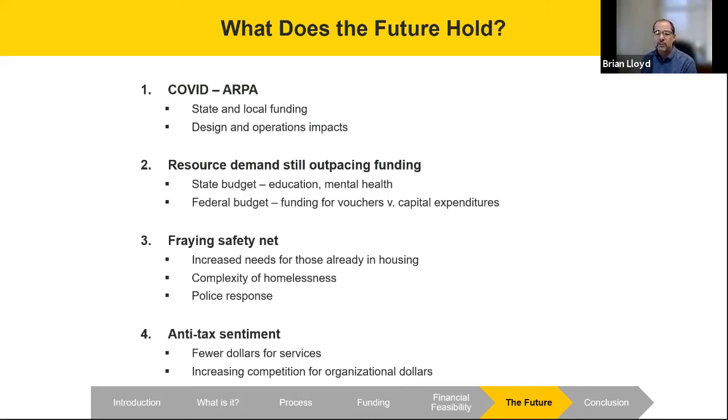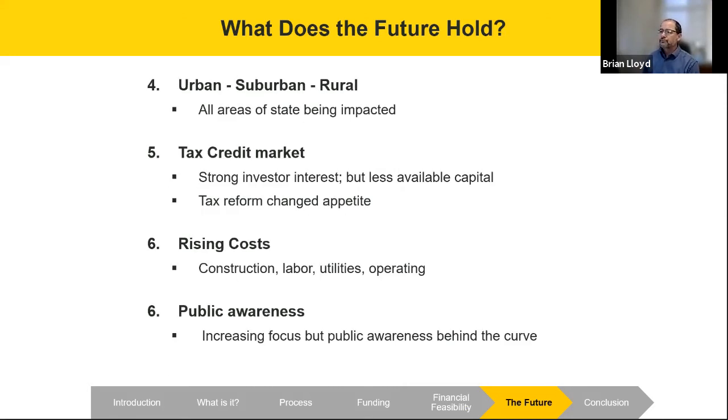And now we have a new layer with police response, where in some communities, the needs of folks with high challenges are not being responded to in the same way that they used to be. Urban, suburban, rural, all areas of our state are impacted by housing and homelessness now.